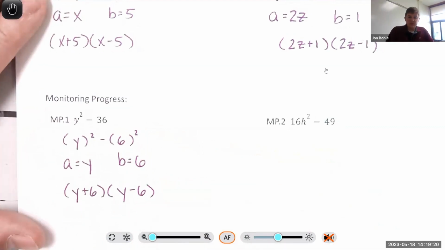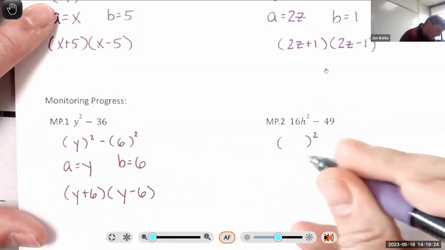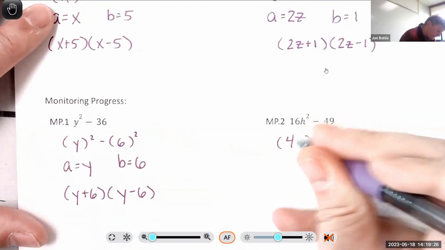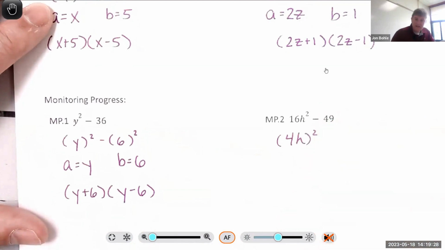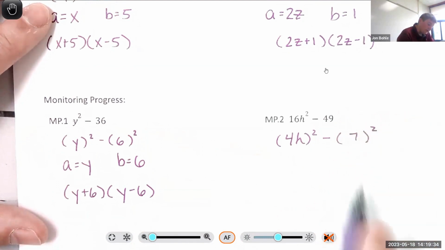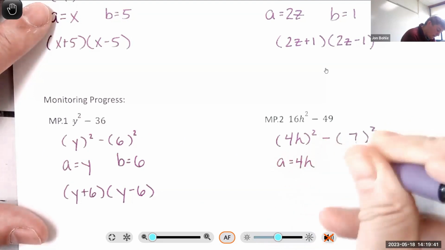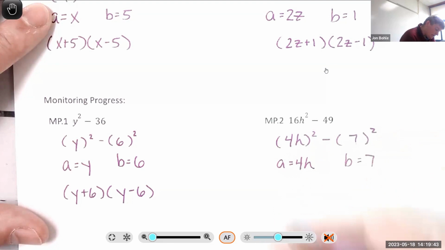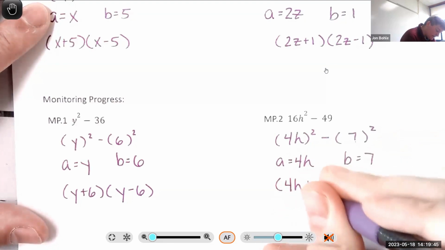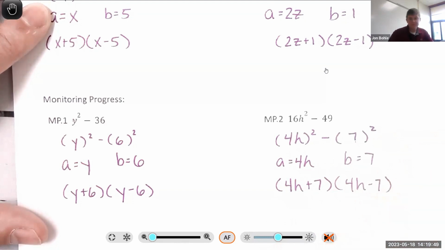Number 2 is also a difference of squares pattern. What do you multiply by itself to get 16h squared? You multiply 4 by itself to get 16 and h by itself to get h squared. The right-hand side is 7 to the second power, because you multiply 7 times 7 to get 49. So I have an a value of 4h and a b value of 7. So this factors into 4h plus 7 times 4h minus 7.